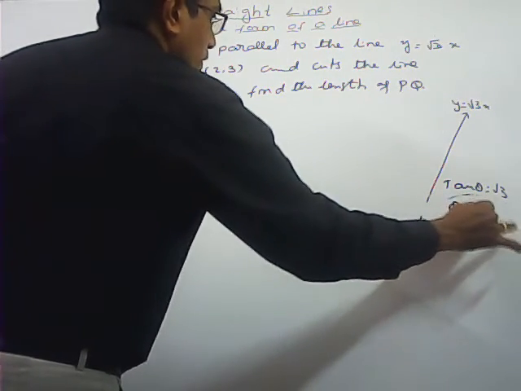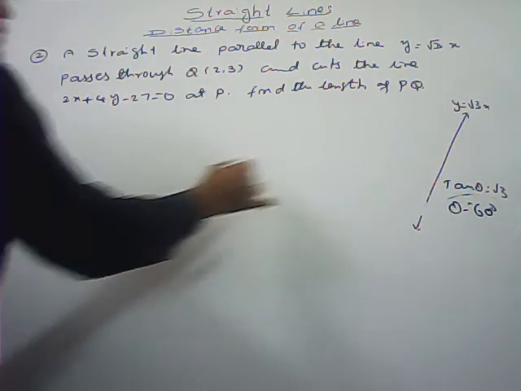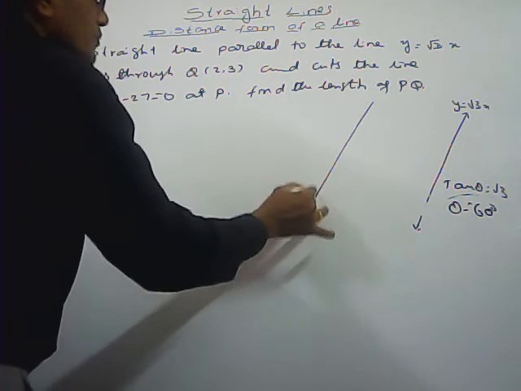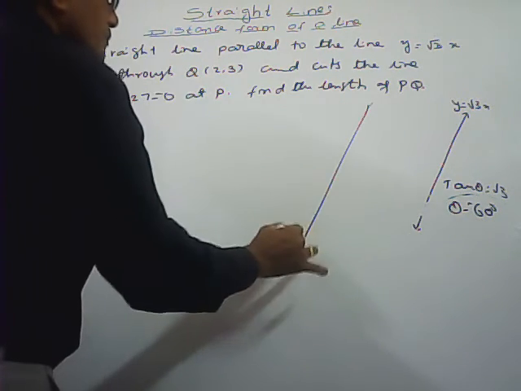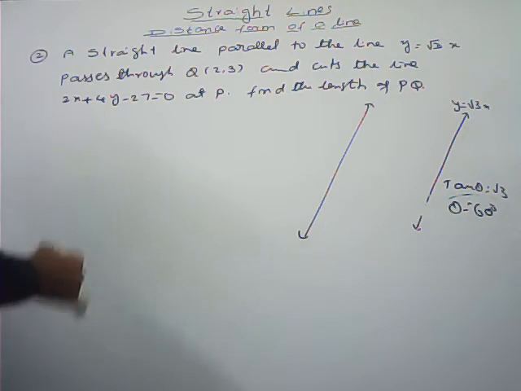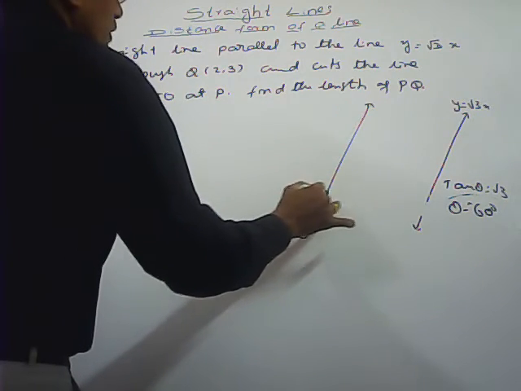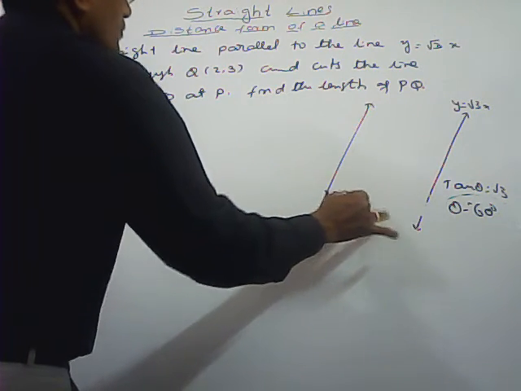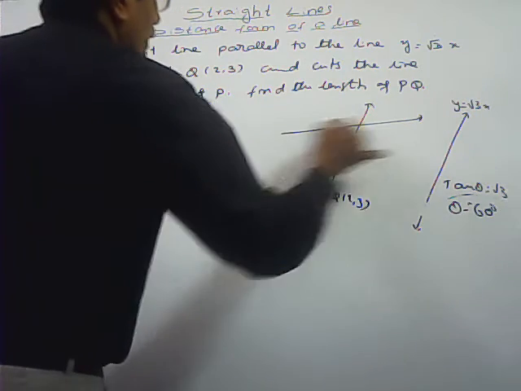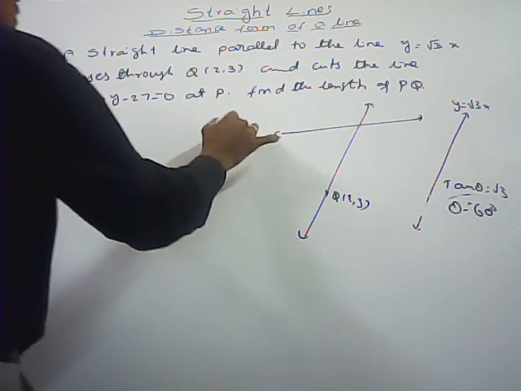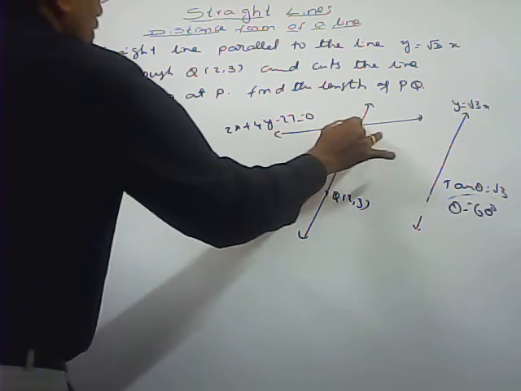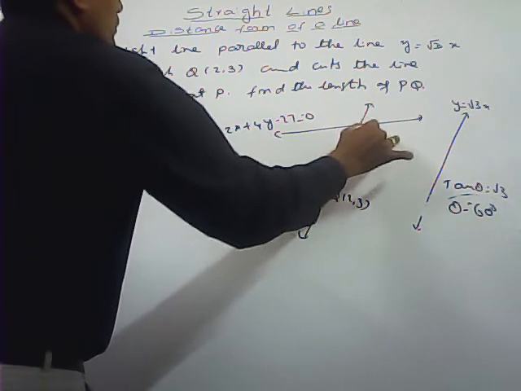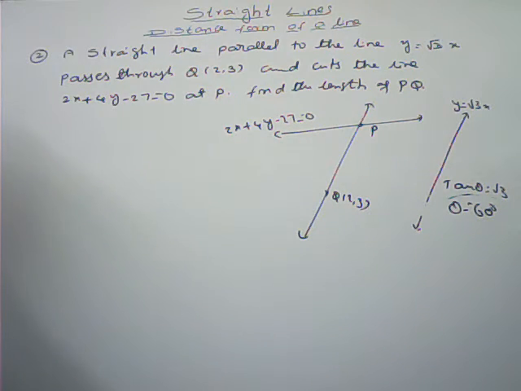Theta is equal to 60 degrees. Now a straight line parallel to that one passes through the point Q(2, 3), and this line cuts another line, 2x plus 4y minus 27 equals 0, at P. We want the length of PQ.